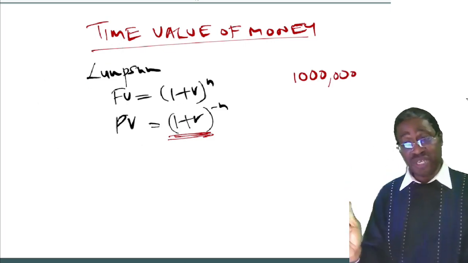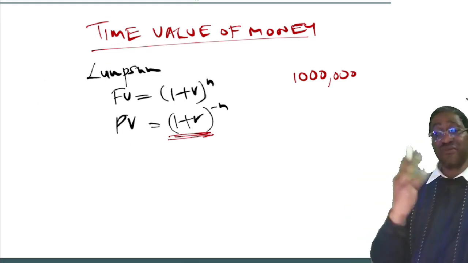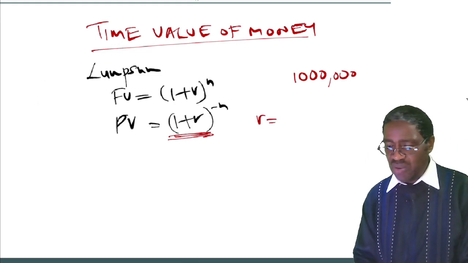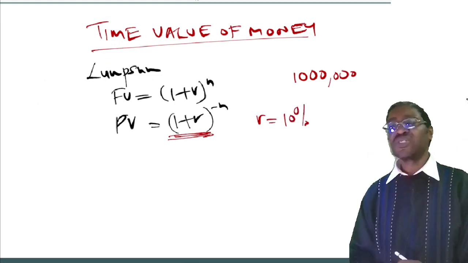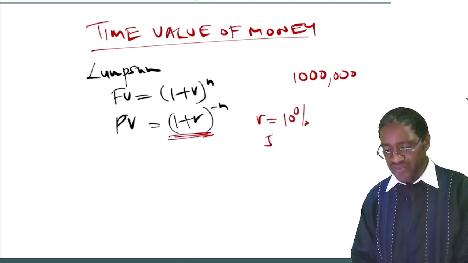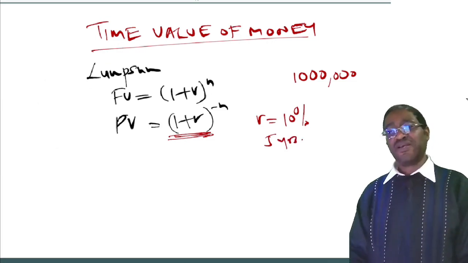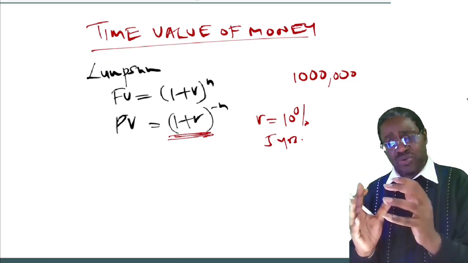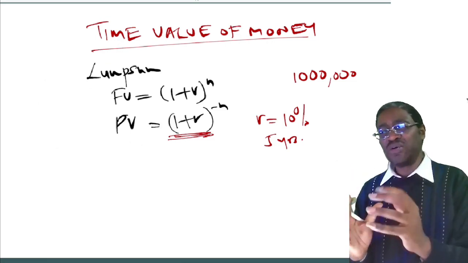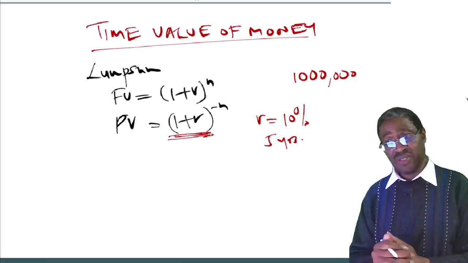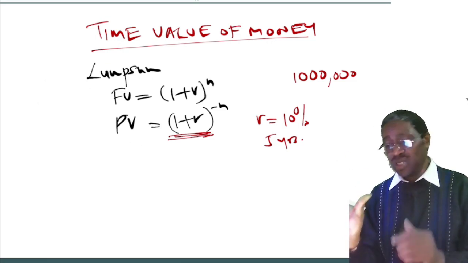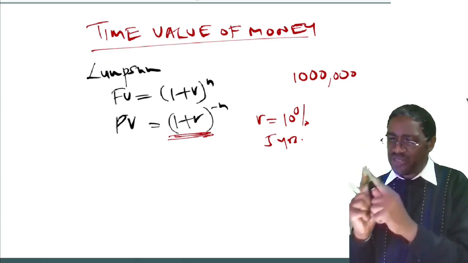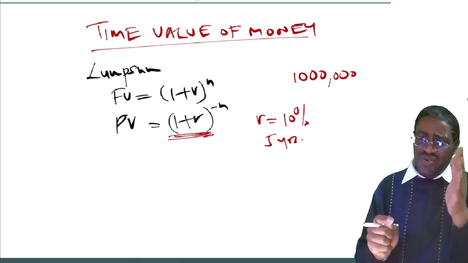To get the present value, you get the discounting factor. What is the R? Let us assume our R is 10%. How many years? 5 years. I am saying you want to know the present value of my 1 million received 5 years from now. The amount in note is very important. What is the present value now?